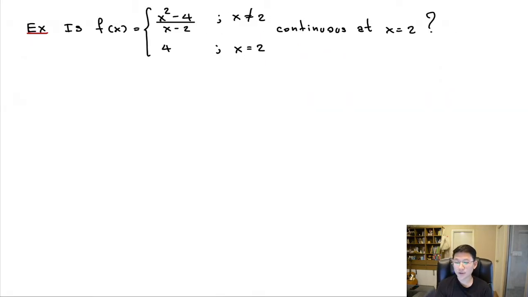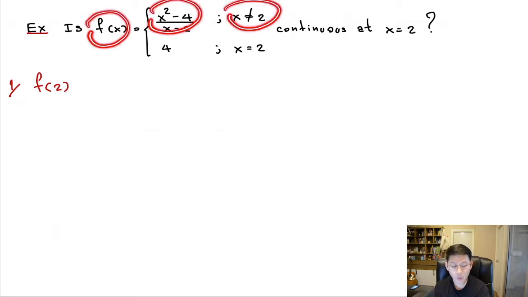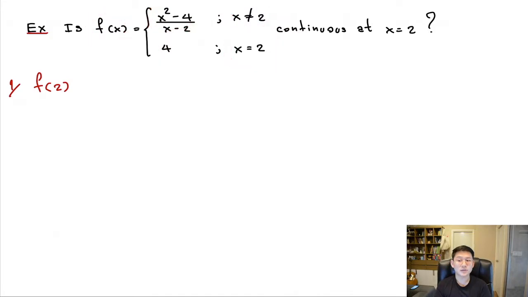Next, let's look at this example. First, we need to find f(2). We're looking at the continuity at x equals 2. So for f(2), which one should we use? It's this when x is not 2, and it's this when x is 2. So f(2) is just 4, because we need to use that case when x equals 2. So it exists, right?